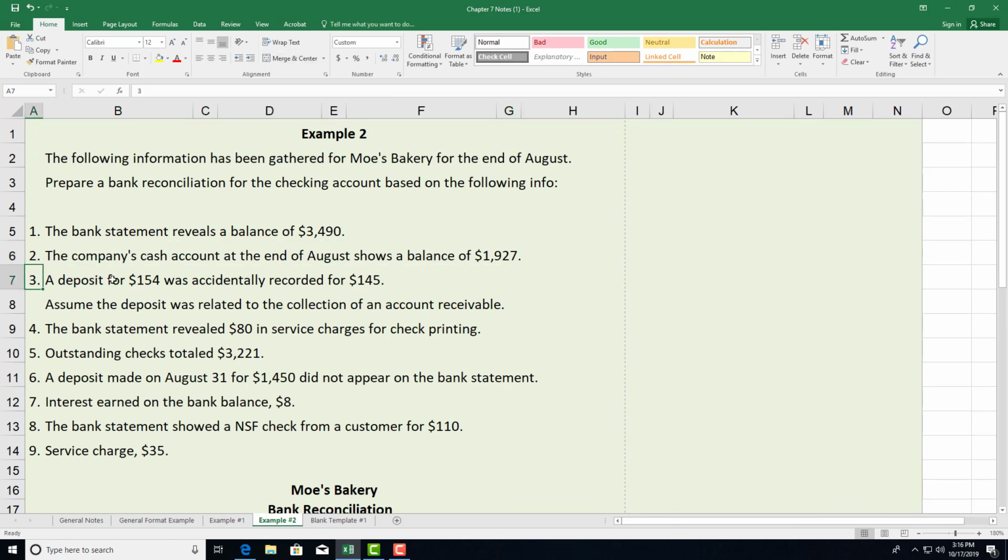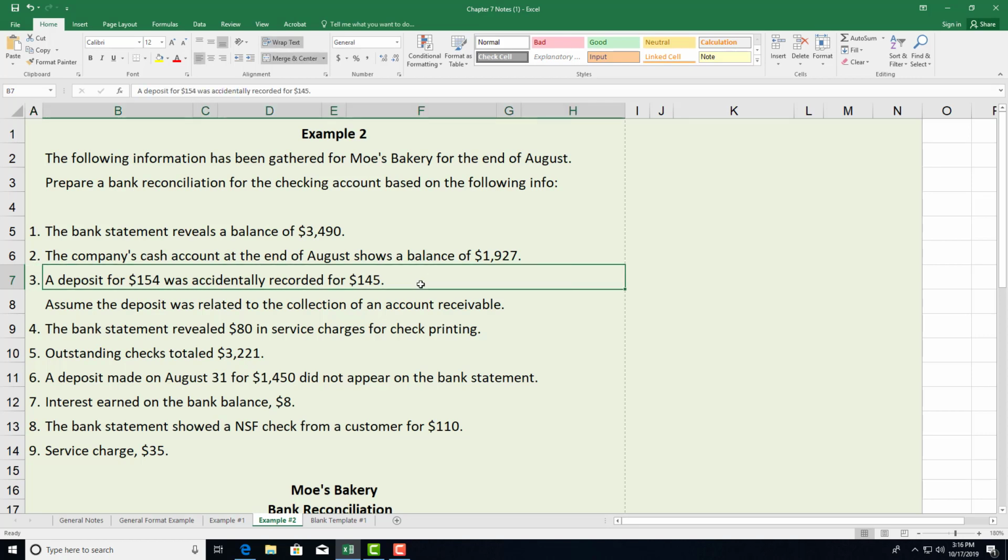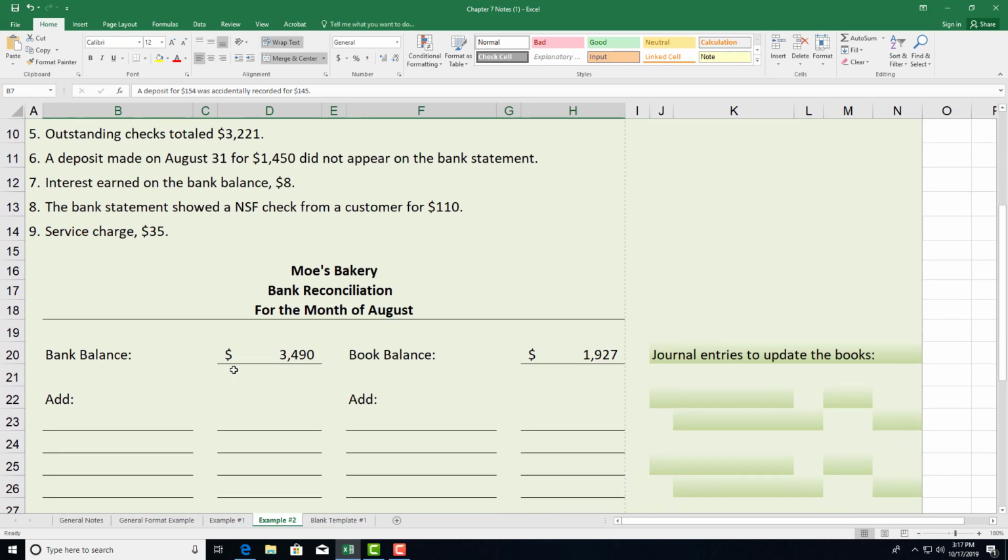So the third item says a deposit for $154 was accidentally recorded for $145, and assume it was related to the collection of an account receivable. So basically, we had a deposit and we did not record it for enough. And so our deposit was too low, meaning that our cash balance is understated. So everything's good on the bank side. The bank did not make the mistake.